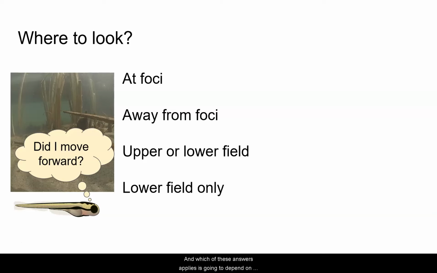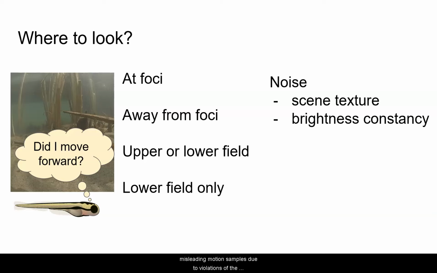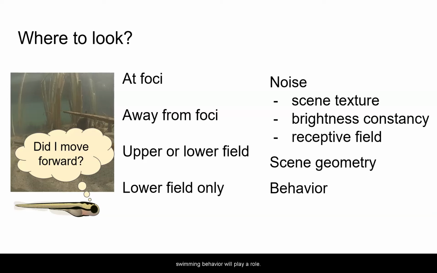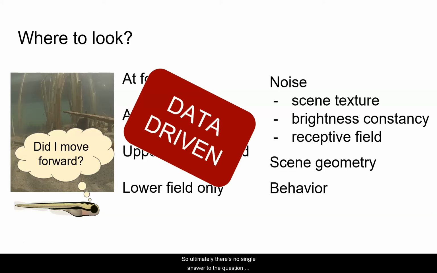And which of these answers applies is going to depend on a lot of variables, from the noise, which is in turn determined by factors like lack of texture contrast, misleading motion samples due to violations of the brightness constancy assumption, and even receptive field size and structure. Additionally, scene geometry and even swimming behavior will play a role. So ultimately, there's no single answer to the question of where to look to judge self-motion. It's inherently data-driven, which means we need to look at some data.